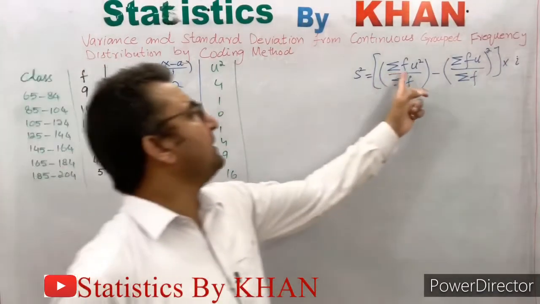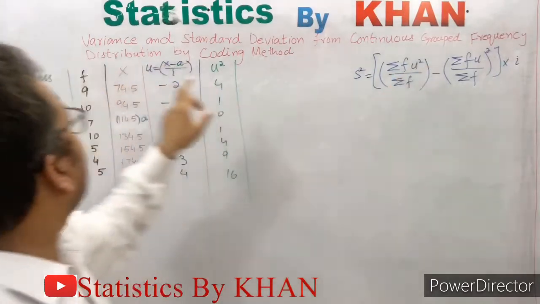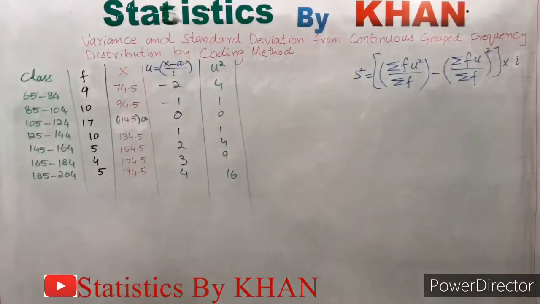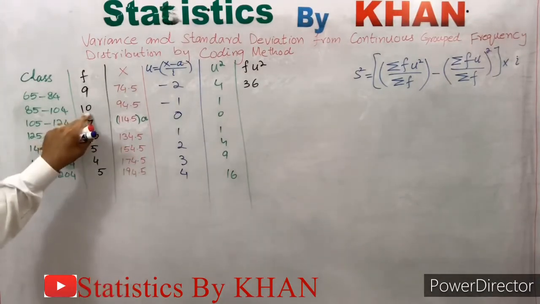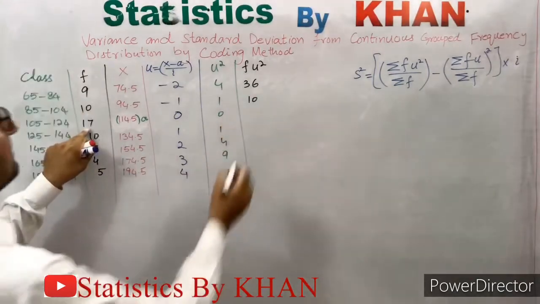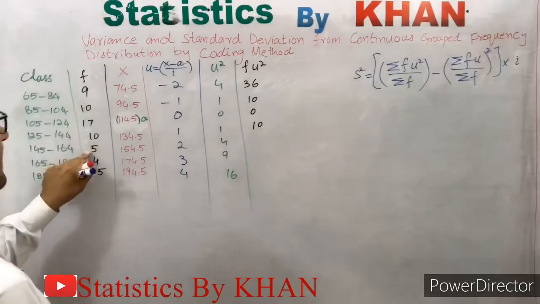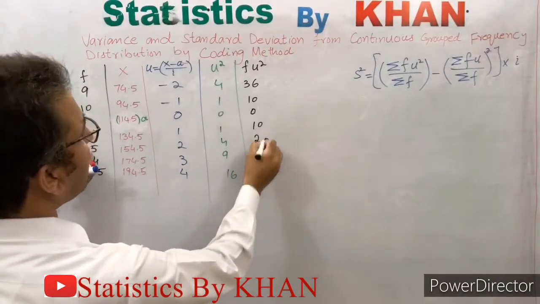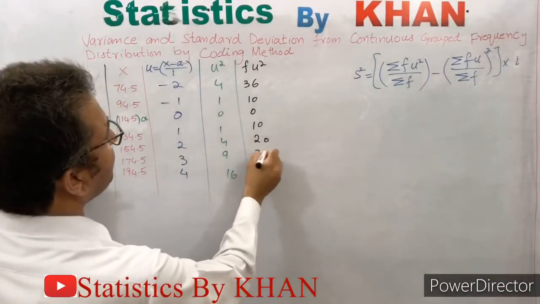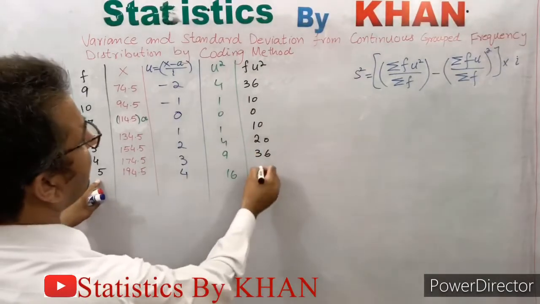Now over here we need fu square. So we will multiply this f and this u square column. So the title of the column will become fu square. Now we will multiply the corresponding values of f and u square. That is, we will multiply 9 by 4, so it will give us 36. 10 by 1, so it will give us 10. 17 by 0, so it will give us 0. 10 by 1, so it will give us 10. 5 by 4, so it will give us 20. 4 by 9, so it will give us 36. And 5 by 16, so it will give us 80.